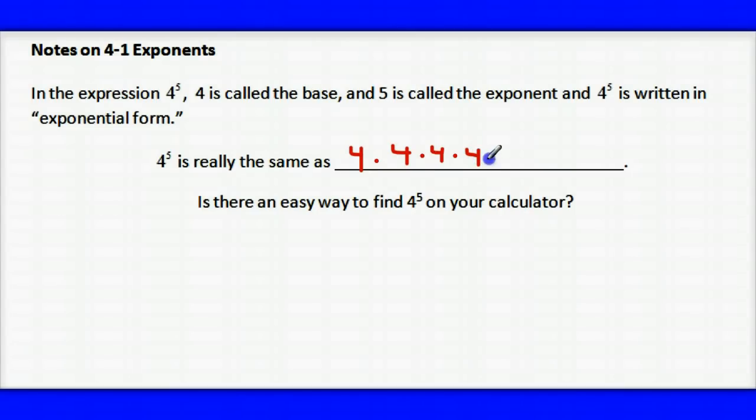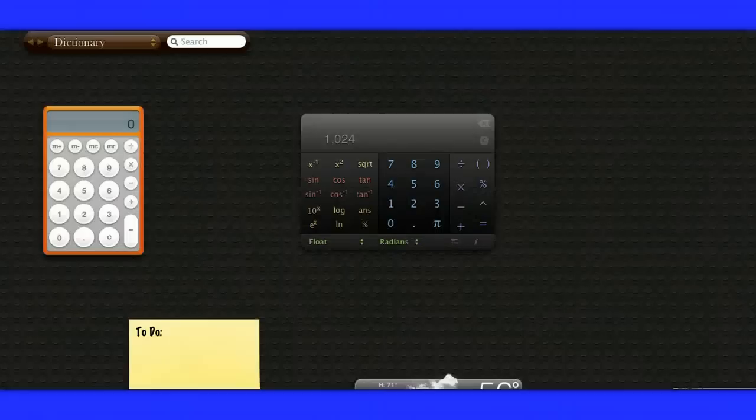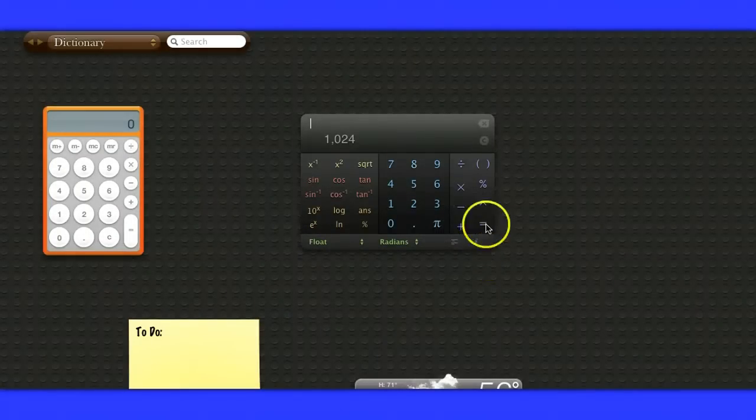And obviously you could just take a calculator and multiply 4 times 4 times 4 times 4 times 4, but you have to keep track of how many 4's you have. So is there an easy way to find 4 to the 5th on your calculator? Well, most calculators have a little caret button, and that means an exponent. So I'm going to go to Mission Control here, and I'm going to use a calculator that I've downloaded on my dashboard as a widget, and I'm going to show you how to calculate.